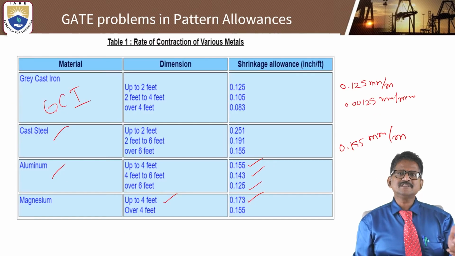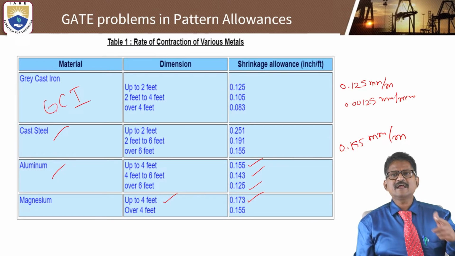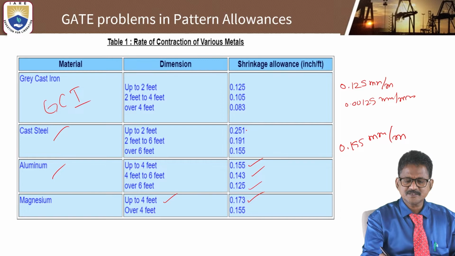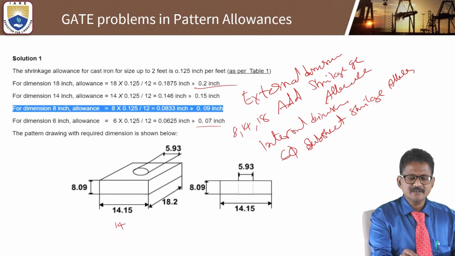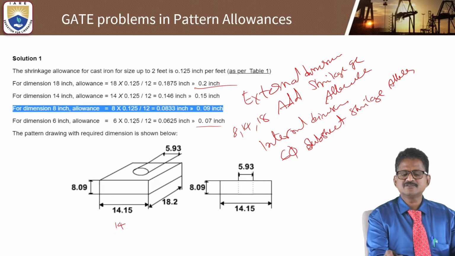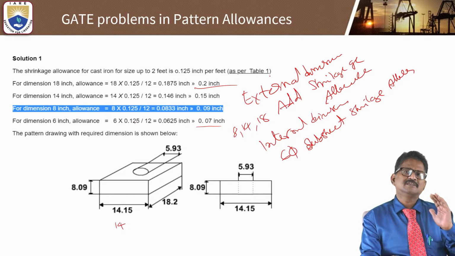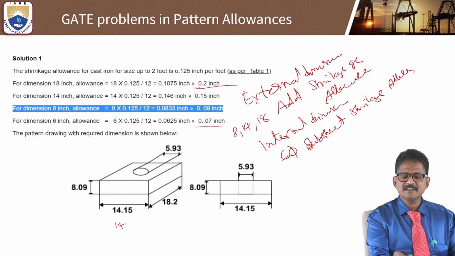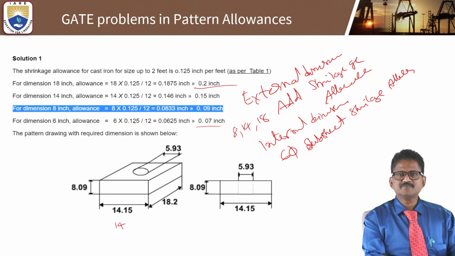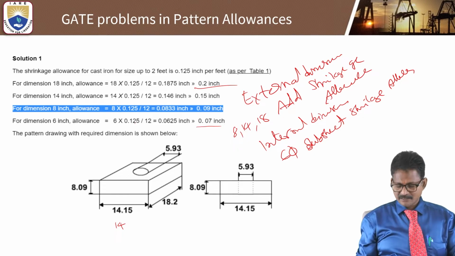So for example, if the material is cast iron, instead of 0.125 you have to add 0.251, divided by 12, and again I have to determine it like this. That is why you convert feet to inches, 12 inches. So 0.125 divided by 12, and we get the result in inches. The same unit should be achieved. Okay, so this is the way.